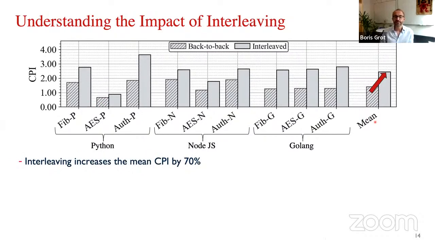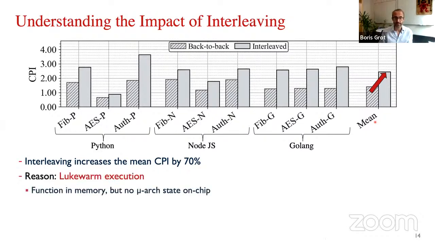And we can see that interleaving increases the mean CPI for our entire suite of 20 functions by 70%. It's a very significant increase. The reason this happens is a phenomenon that we call lukewarm executions. The function is in memory. The process or the virtual machine is not running, but it's in memory. It's mapped. The virtual machine has network connectivity. It hasn't been swapped out to disk. But in between the invocations of a particular function in the interleaved scenario, there's no microarchitectural state on chip.